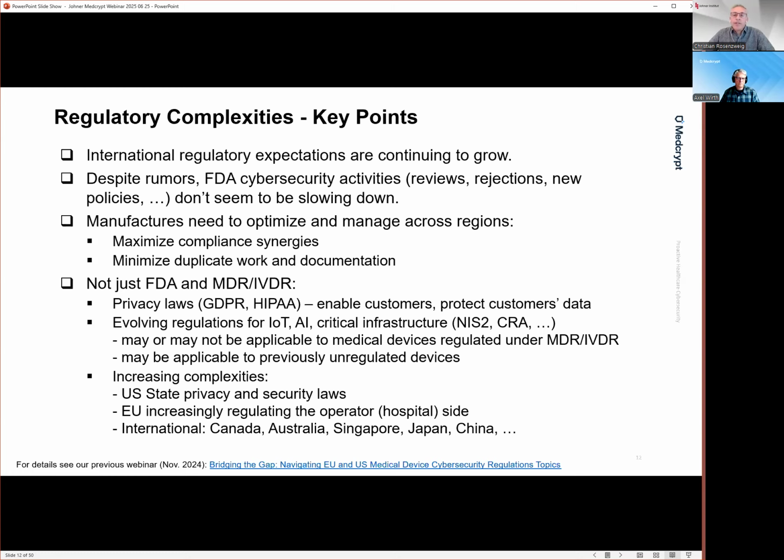Many new vertical and horizontal laws in all markets have to be considered, and sometimes are even overlapping or contradicting each other. For example, in Europe, we have the medical device regulation, the AI Act, the Cyber Resilience Act, the Radio Equipment Directive, data protection laws, and many more. So all of them talk about cybersecurity, and you have to develop processes that cover all those requirements. Next slide, please.